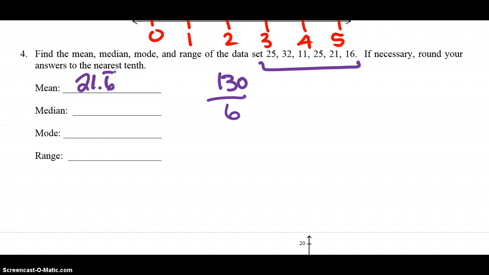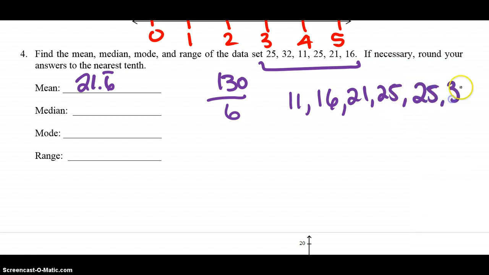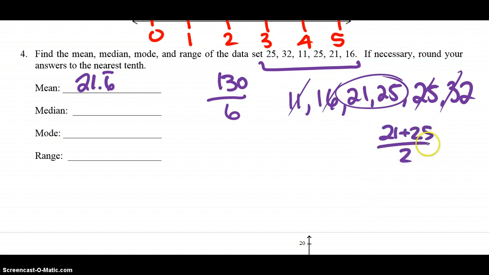Your median, the key thing you have to remember is to put these numbers in order. So your median is 11, 16, 21, 25, 25, and 32. Okay? And start slashing them off from each side. You're left with 21 and 25 in the center. You need to average those two to get the median. To average, you add them and divide by 2. So 21 plus 25 is 46. 46 divided by 2 is 23. So my median is 23.